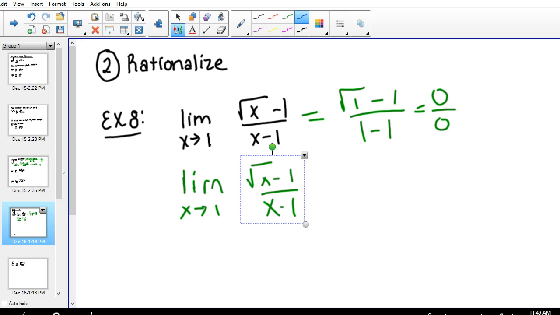So the way that we get rid of that square root out of the numerator is we've got to make a difference of squares in the numerator. So if we have the square root of x minus 1, we want to multiply it by the square root of x plus 1. And if we multiply a fraction by the square root of x plus 1 on top, we've got to multiply that by that same number on the bottom, or else we change the whole value of the function. So we've got to multiply by square root of x plus 1 over square root of x plus 1.